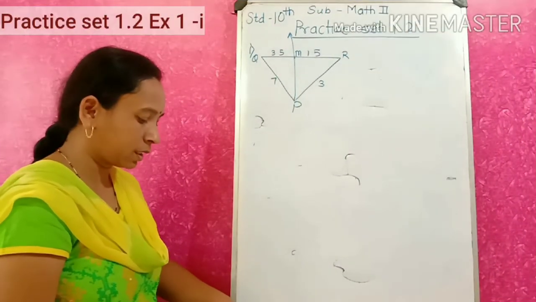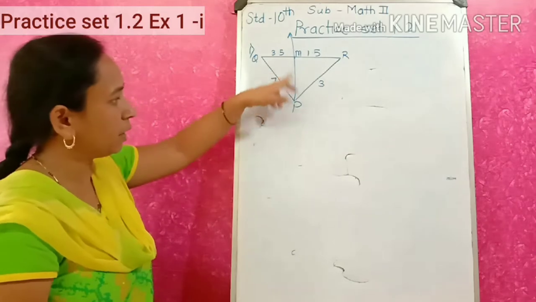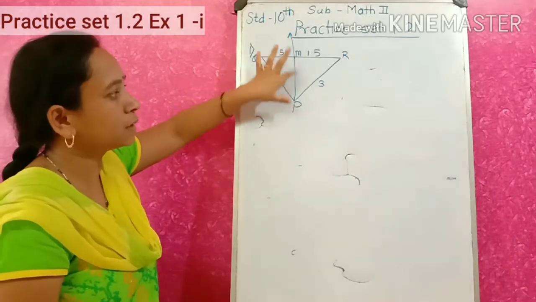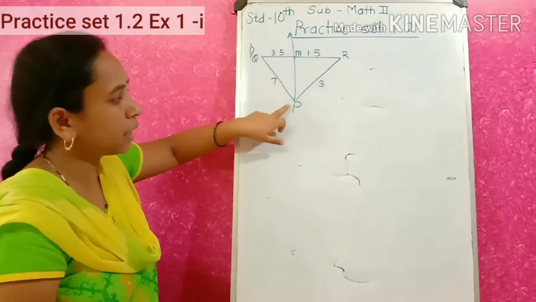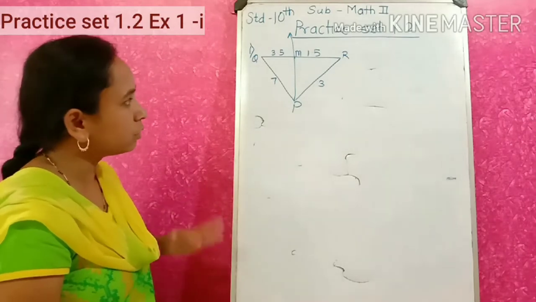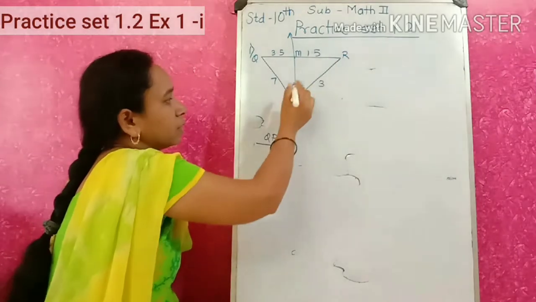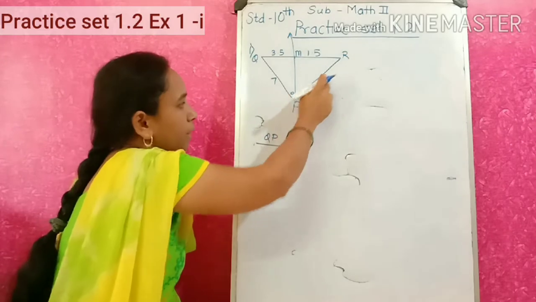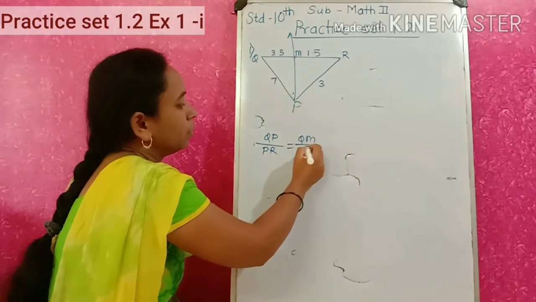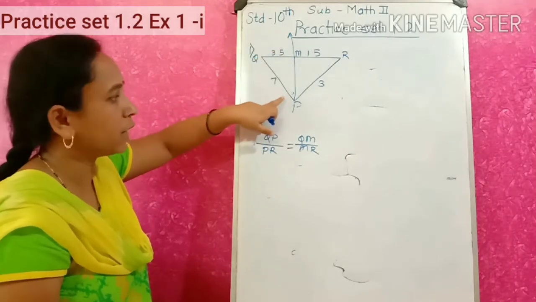Practice set 1.2. First example, they have given some figures and we have to identify in this figure whether ray PM is an angle bisector of angle QPR. Now to prove it, I have to use the concept of the converse of the angle bisector theorem. I have to prove that if it is an angle bisector, then the ratio QP upon PR is equal to the ratio QM upon MR. Then by the converse of the angle bisector theorem, PM would be the angle bisector of angle P.